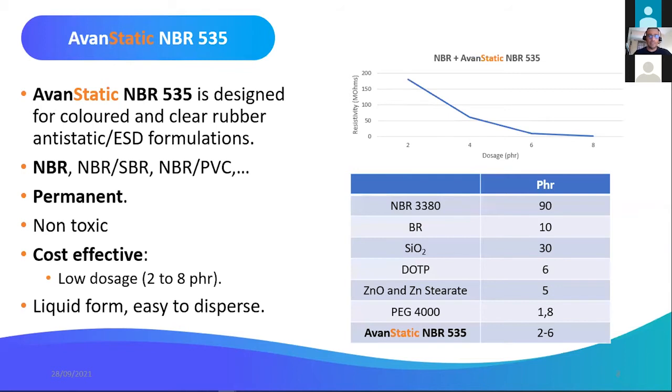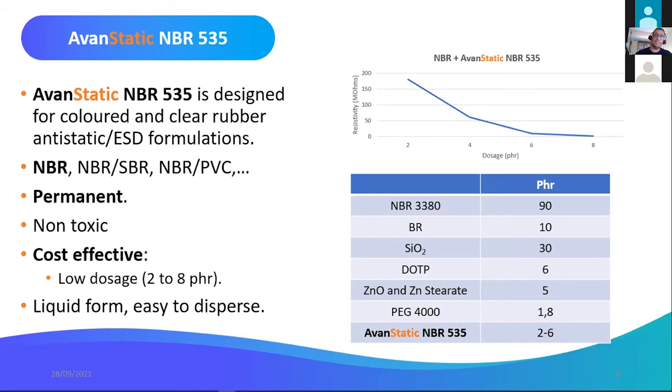I would like to focus on a couple of our additives. I would like to show you the advantages of Avanstatic NBR 535. Avanstatic NBR 535 is designed for colored and clear rubber formulations and to get dissipative ESD behavior. This additive can be used in NBR, NBR SBR, NBR PVC. It's focused on NBR and mixtures with NBR. It's permanent, it's non-toxic, and it's cost effective: you need a low dosage between 2 to 8 PHR to get different levels of conductivity.